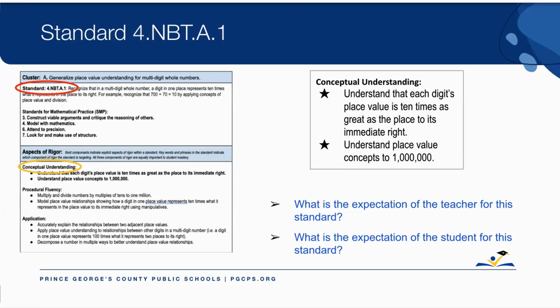We will take a look at standards for mathematical practice, or the SMPs. Number 3, 4, 6, and 7. Number 3, construct viable arguments and critique the reasoning of others. Number 4, model with mathematics. Number 6, attend to precision. Number 7, look for and make use of structure. We will also review conceptual understanding. Understand that each digit's place value is 10 times as great as the place to its immediate right. Understand place value concepts to 1 million.